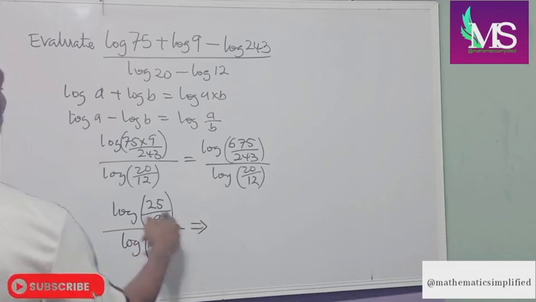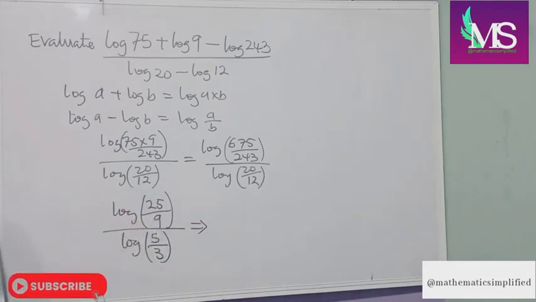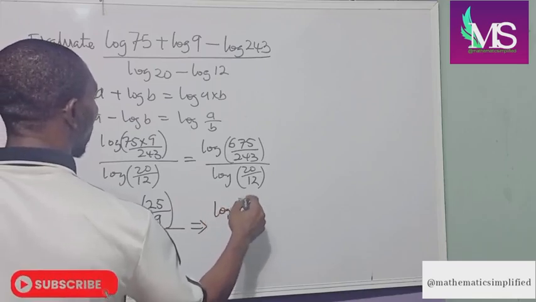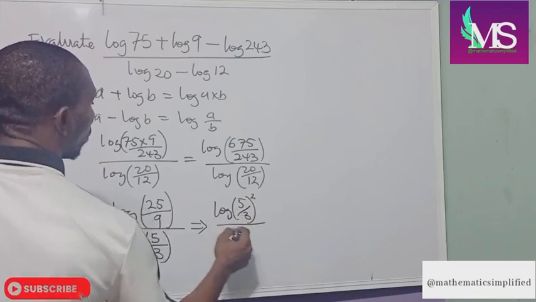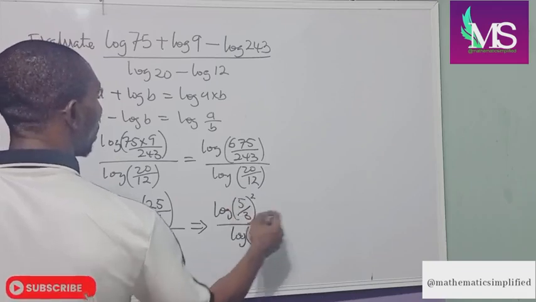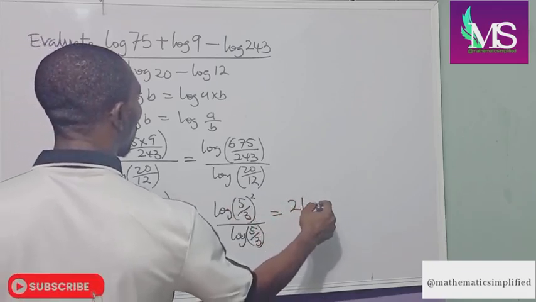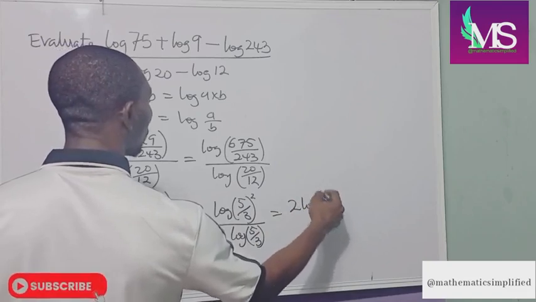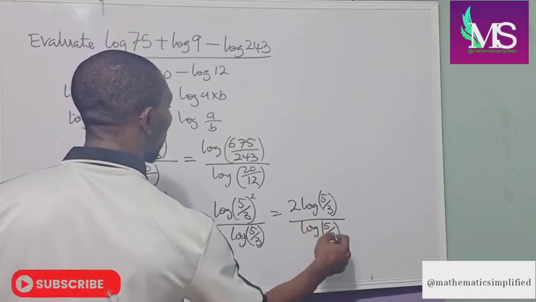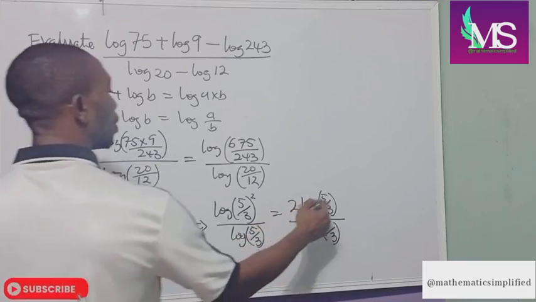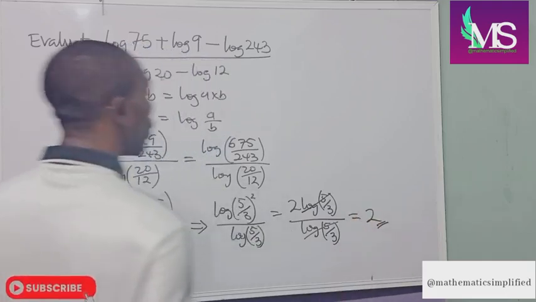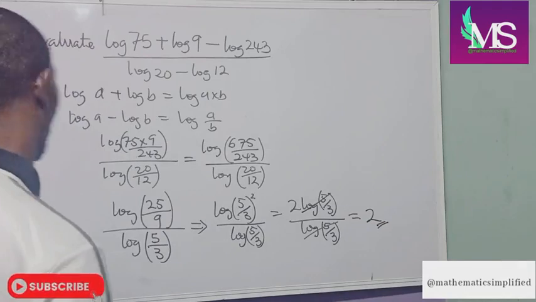Okay, now we can break this down. Since we know that 25 and 9 are perfect squares, we can break it down to be log (5 over 3) squared all over log 5 over 3. Now bringing this down will give us 2 log 5 over 3 all over log 5 over 3. Now we can cancel these two terms, leaving our answer to be 2. So we've evaluated our answer to be 2.